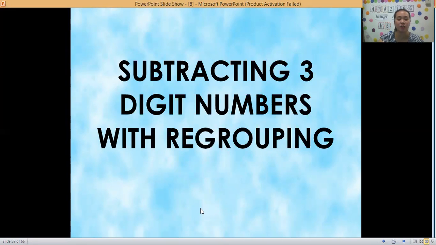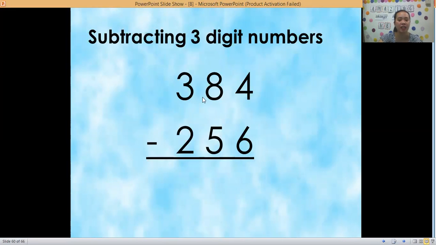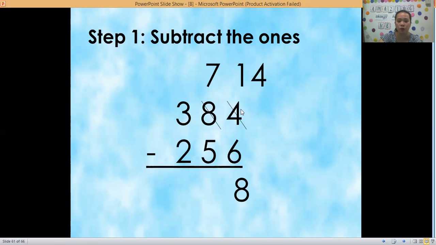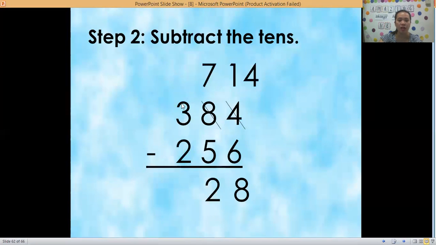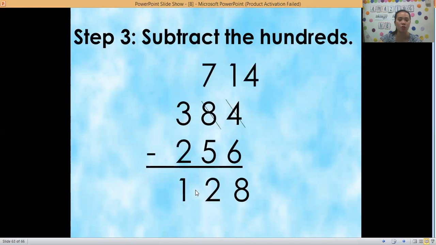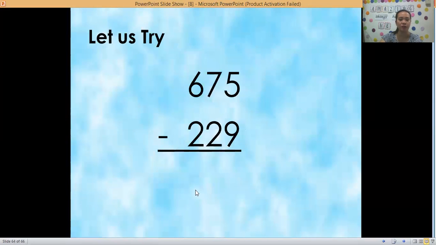Very good. Now, let's go to the three-digit numbers with borrow again. So, 384 minus 256. 4 minus 6 cannot be. Borrow 1 from 8. 8 will become 7 and 4 will become 14. 14 minus 6 equals 8. 7 minus 5 equals 2. And 3 minus 2 equals 1. So the answer here is 128. Now, on your own, go answer.